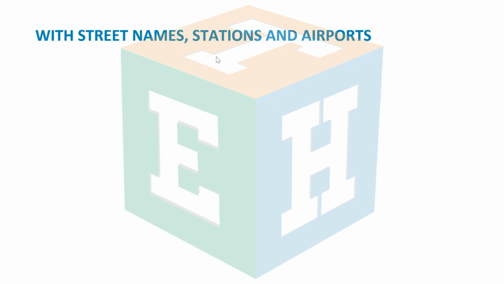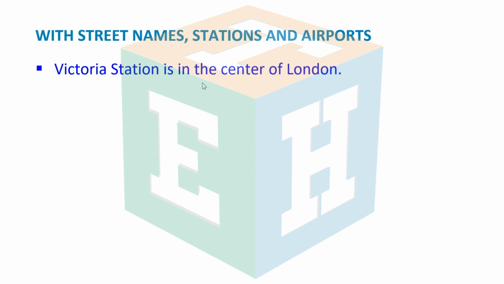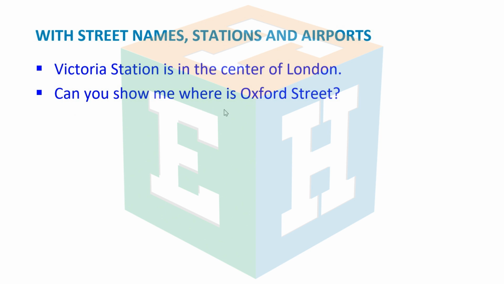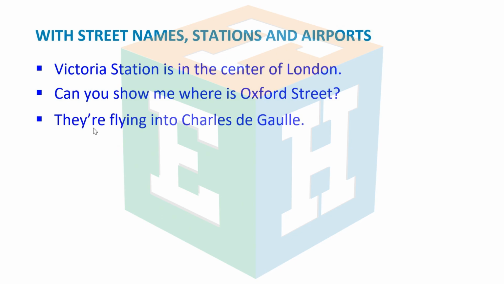With street names, stations, and airports. Victoria Station is in the center of London. Can you show me where is Oxford Street? They're flying into Charles de Gaulle.